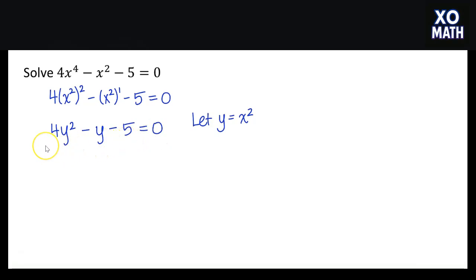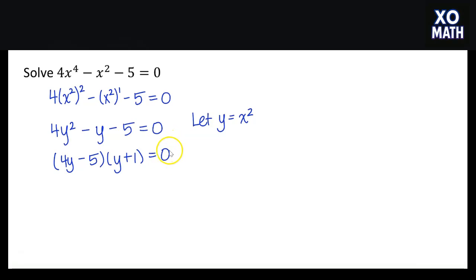After a little bit of guess and check, here's what we would arrive at. We would get 4y minus 5 times y plus 1 is equal to 0. So if we check that, 4y times y is 4y squared. Multiplying 4y times 1, that's 4y. Negative 5 times y, negative 5y plus 4y is negative y. And negative 5 times positive 1 is negative 5. So this does work out.